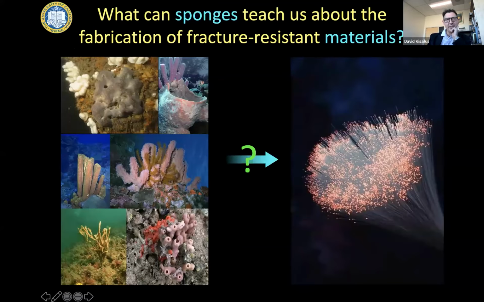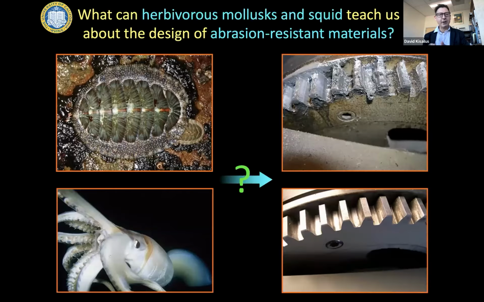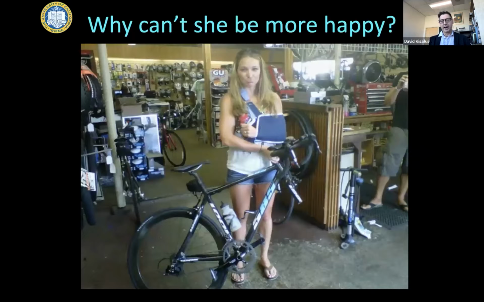So we study organisms. Can we learn from sponges found in the deep ocean about making fracture-resistant materials? Can we learn from mollusks, different types of snails, including one that I have right here, about making next-generation LEDs and lasers? Can we learn from other marine organisms like these chitons in the upper left, or this Humboldt squid that's as tall as me, 6 feet tall, about making wear-resistant, abrasion-resistant gears?